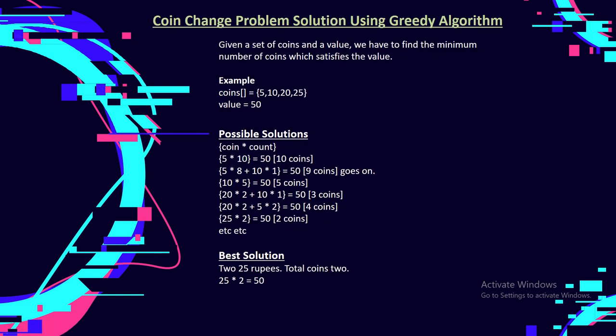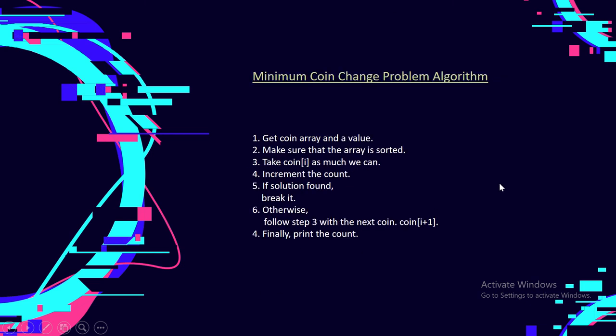Here is the coin change problem solution, the greedy approach. So here the coins are 5, 10, 20 and 25, and the total amount, that means value, is 15. Here is the possible solution, and the best solution is 50. So this is the minimum coin change problem algorithm.